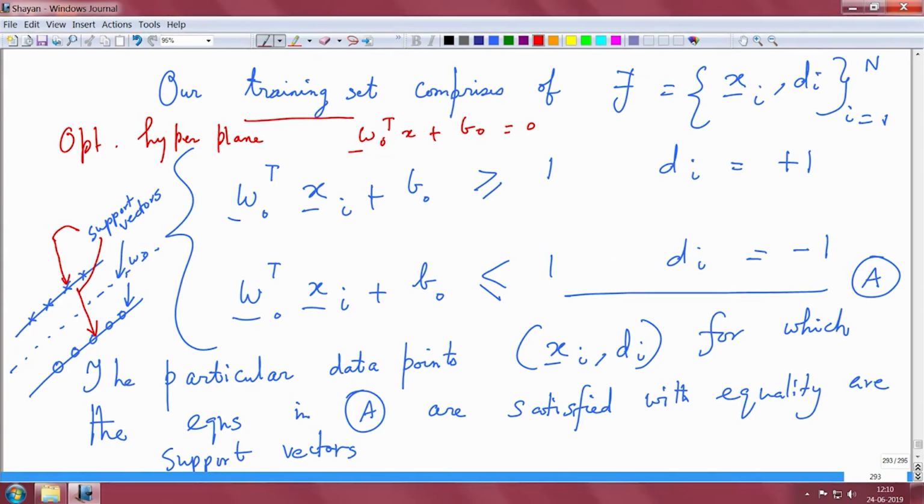Now, if W naught transpose xi plus b naught is greater than or equal to 1, then we associate the label di equal to +1, and if W naught transpose xi plus b naught is less than or equal to -1, then the label di equals -1. When it is equal to 1, we do not know whether the label is +1 or -1, it is equally likely. But there are particular data points xi, di, and this is a very important detail, for which these equations are satisfied with equality, and those are called our support vectors.